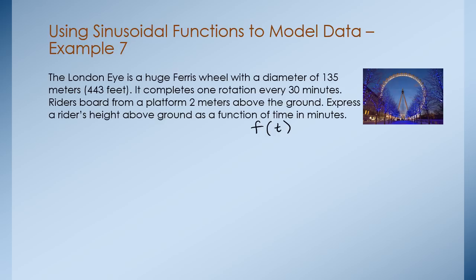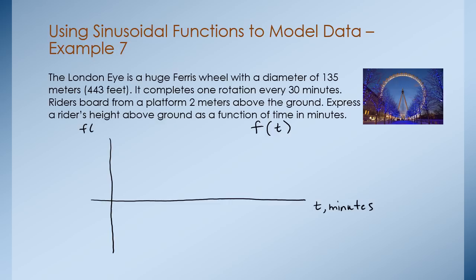All right, and what I like about this example is that a Ferris wheel reminds me so much of a unit circle. So you might think about that as we go through. And I'm going to answer some questions about amplitude and period and midline, but before I do that, this is going to be a very rough sketch, let me just get a feel for what's going on here. Along my horizontal axis is T, which stands for minutes, and along my vertical axis is F of T, which represents my height in meters.